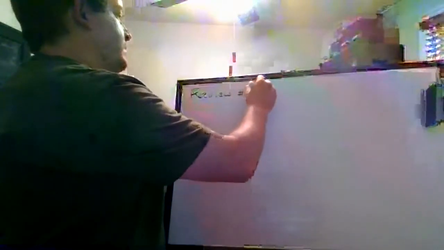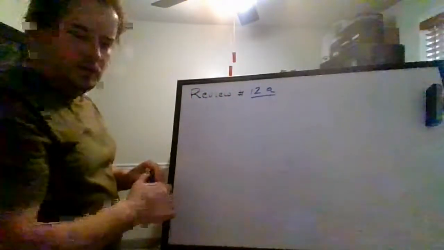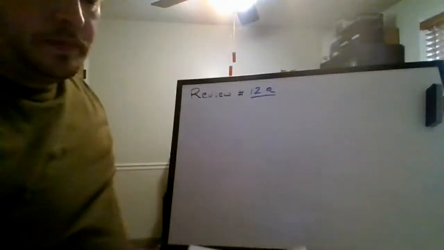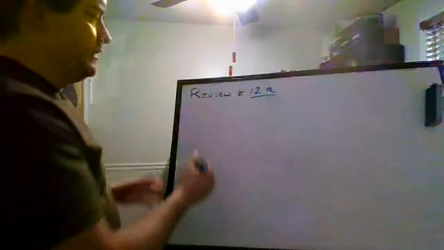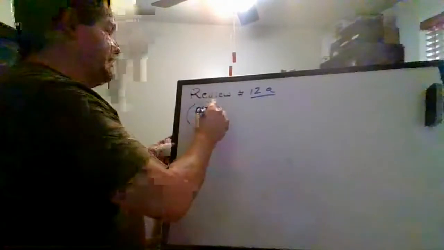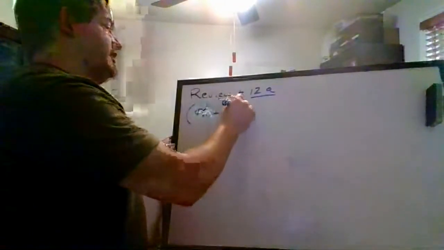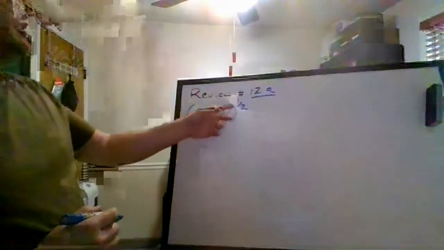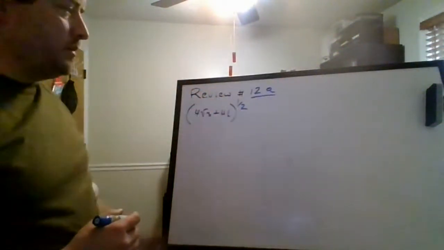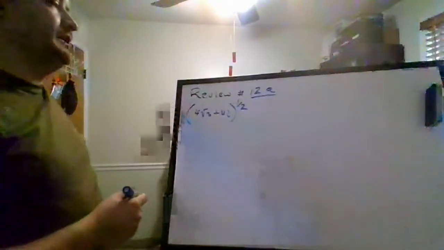Okay, and let's take a look at 12a. 12a says to find the square root, I think. Yep, find the square roots of 4 root 3 plus 4i. So what we're looking for here is 4 root 3 plus 4i to the 1/2 power. And whenever you see a complex number to a fractional power, that means we're probably going to end up with multiple solutions, and that's the case here.